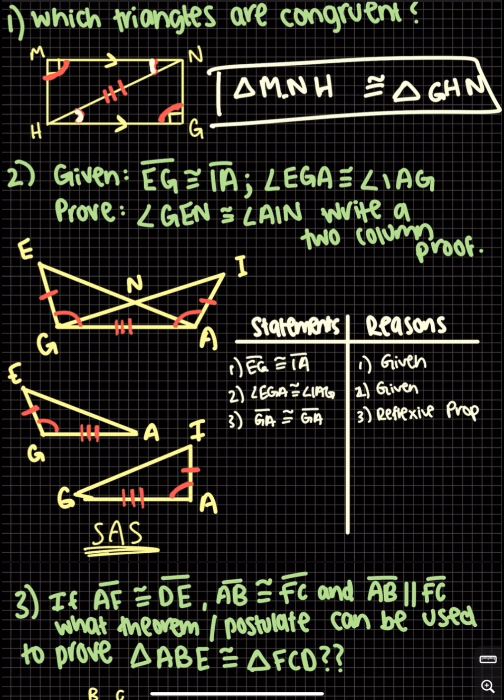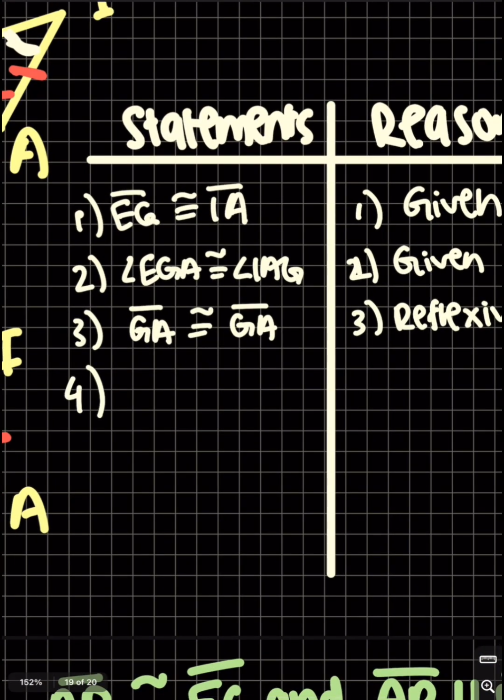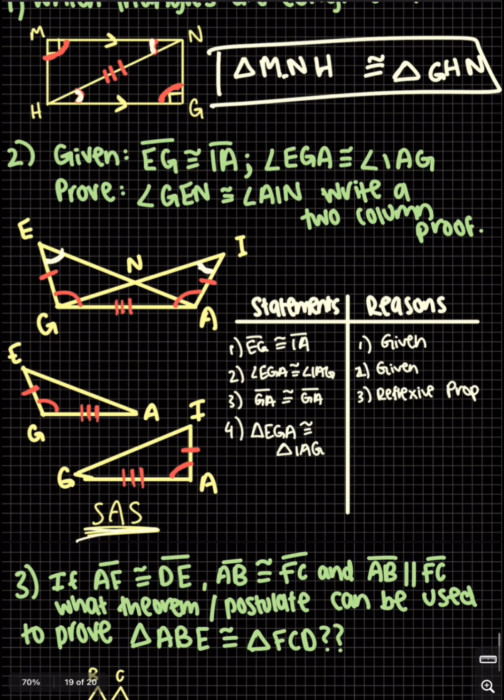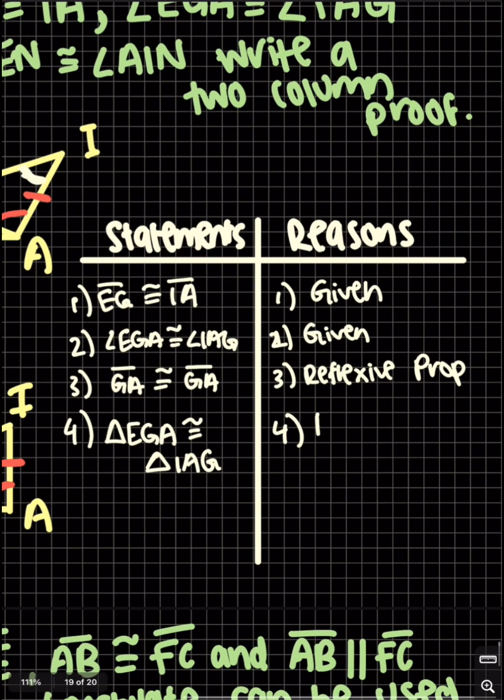So it's not asking me to prove that the triangles are congruent. It's asking me to prove that a certain angle, angle GEN, which is this angle, and angle AIN, this right here, are congruent. But the way I'm going to do it is by first proving that the triangles are congruent, which I've already done. I can state that triangle EGA is congruent to triangle IAG, and by what property, as we wrote down here? SAS. So by SAS congruency.